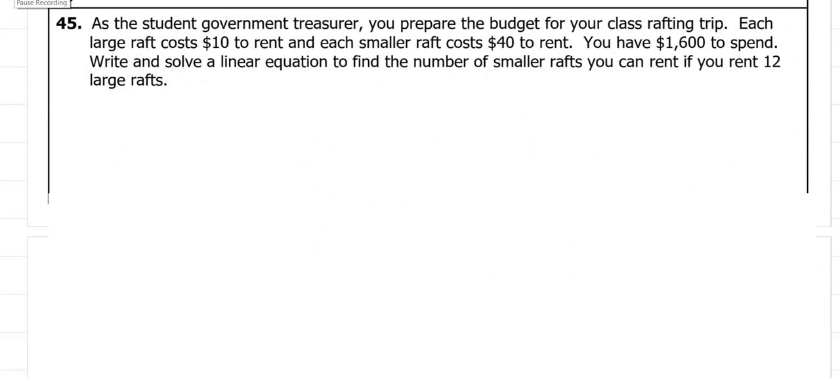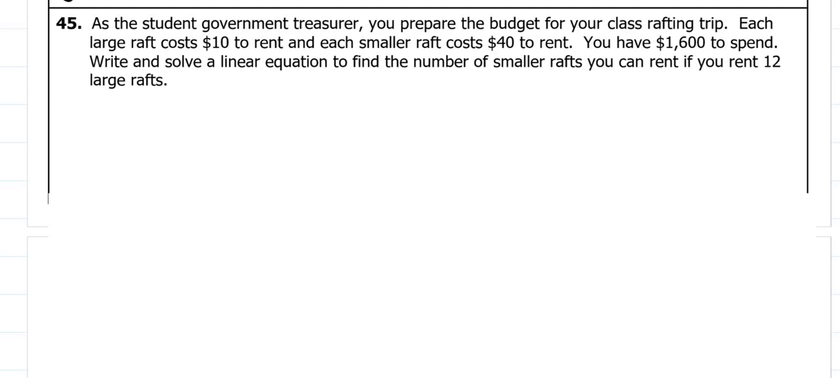Okay, last problem, number 45. Seems a little intimidating because we have a situation here, but we're going to work through it. As the student government treasurer, you prepare the budget for your class rafting trip. Each large raft costs $10 to rent, and each smaller raft costs $40 to rent. You have $1,600 to spend.